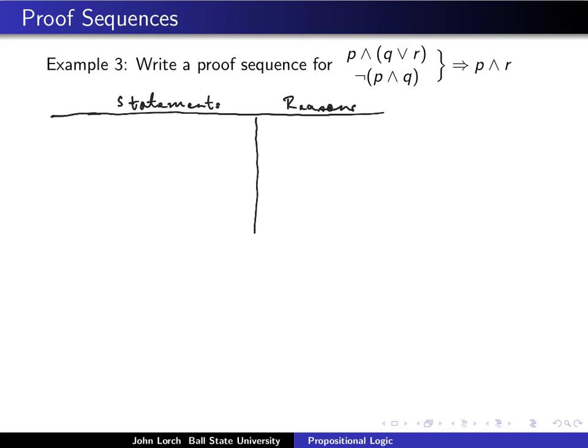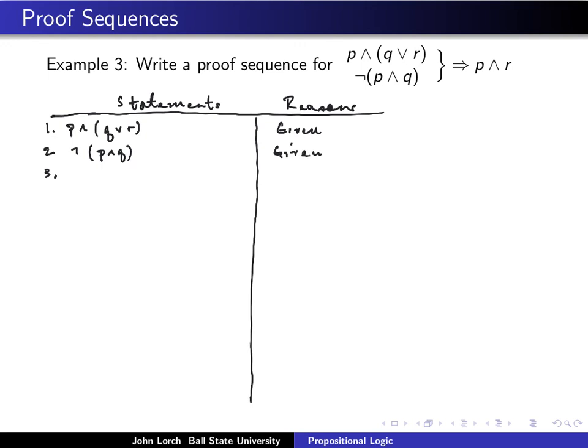And so we'll go all the way down here. So we first put our given statements. So it's P and Q or R. And we've got not P and Q. So those are given to us as our starting point. And now we need to go do something.